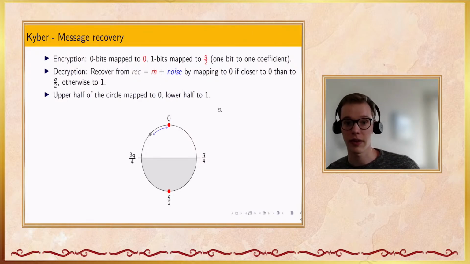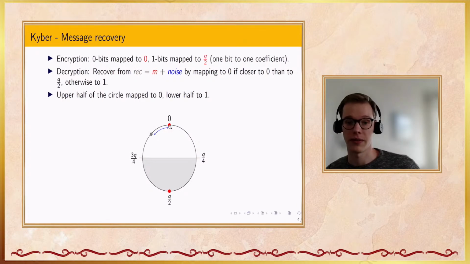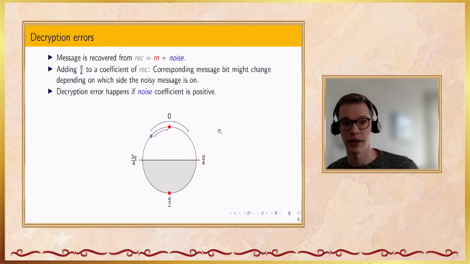We can visualize this on a circle with the numbers from 0 to Q minus 1 mapped onto it. The red points here would be the message coefficients without any noise, 0 and Q divided by 2, and then noise rotates us either counterclockwise if it's negative, or clockwise if it's positive. This gray point would be an example of a coefficient that was originally a 0 bit and then had some negative noise added to it. The upper half of the circle is mapped to 0 and the lower half is mapped to 1. Of course, if the noise is small, then this gives the original bit. We can use this to construct error attacks.